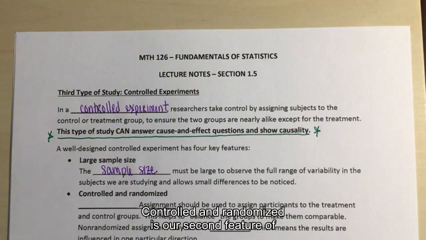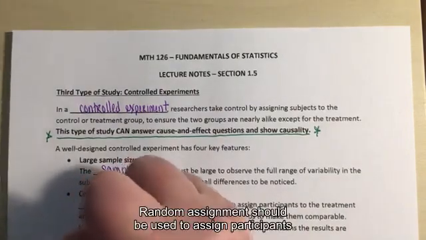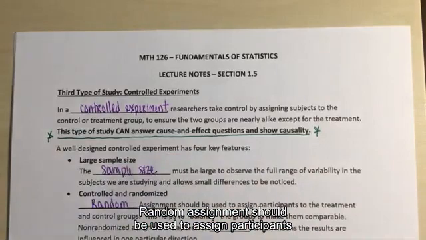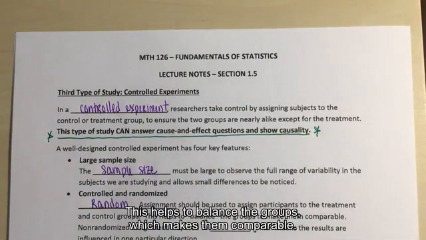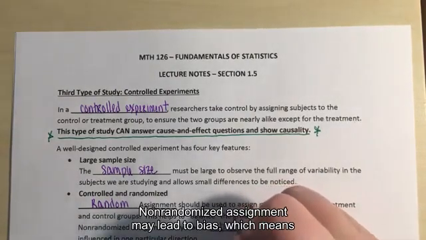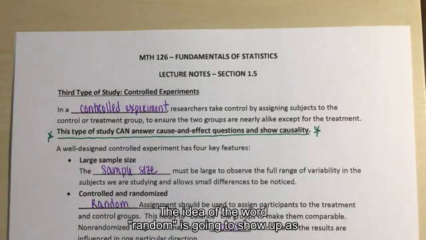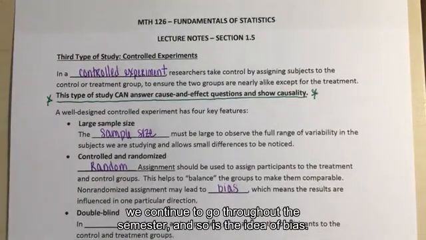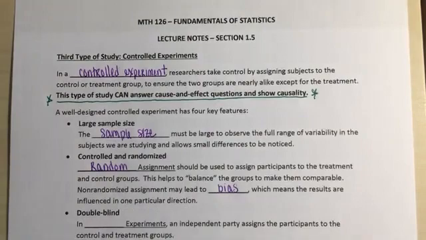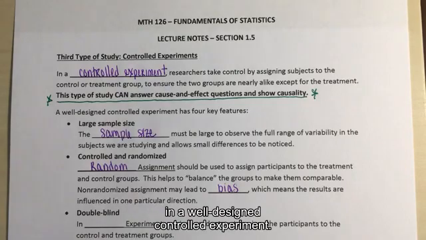Right? Controlled and randomized is our second feature of a well-designed controlled experiment. Right? Random assignment should be used to assign participants to the treatment and control groups. This helps to balance the groups, which makes them comparable. Non-randomized assignment may lead to bias, right? Which means the results are influenced in one particular direction. The idea of the word random is going to show up as we continue to go throughout the semester, and so is the idea of bias. Right? So we want to make sure that we use random assignment in a well-designed controlled experiment.